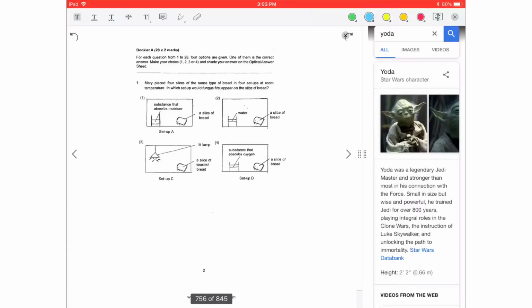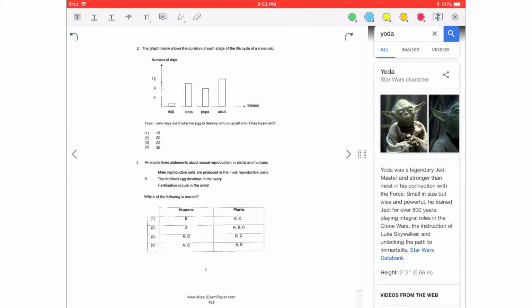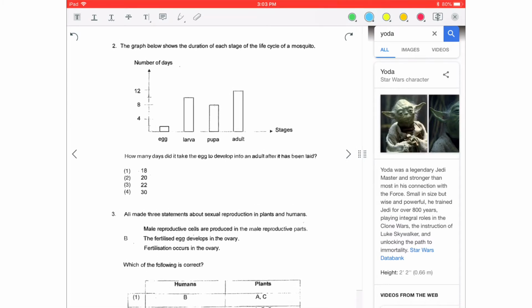So Mary placed 4 slices of the same type. Which setup will fungus first appear? True, because there's water, right? There's a slice of bread, right? And there's oxygen. Okay, the rest, they don't have the necessary things for that. Okay, for decomposition. Okay, next.